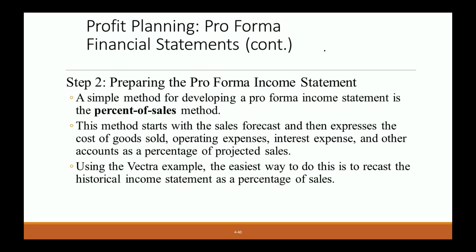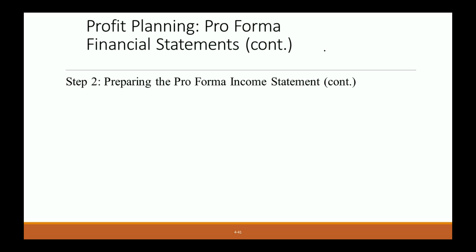And so a simple method for developing a pro forma income statement is using the percent of sales method. This method starts with a sales forecast and then expresses each of the costs as a percentage of projected sales. So it looks at your cost of goods sold, your operating expenses, your interest expense as a percentage of your sales. And so we can do this.